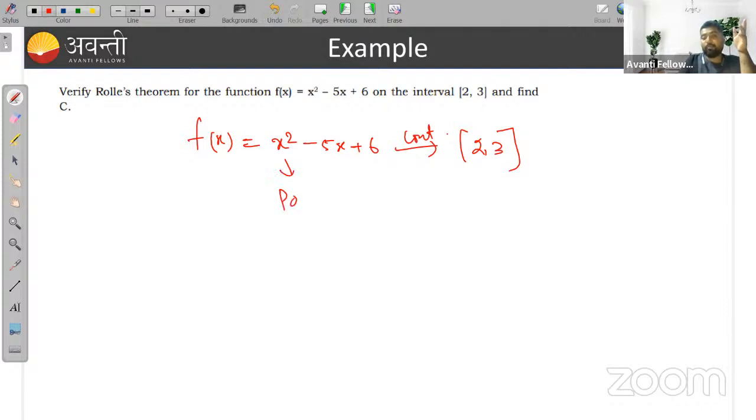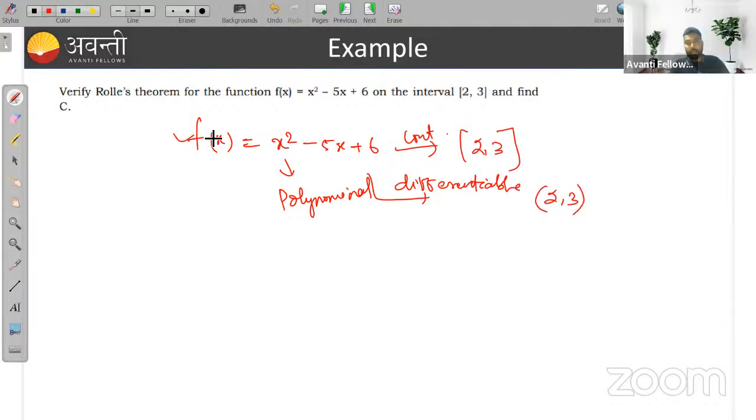We know polynomial functions are always continuous. Also, it is differentiable in the open interval (2, 3) because it is a polynomial function. Always remember, polynomial functions are always continuous and differentiable. So the first two conditions are satisfied.